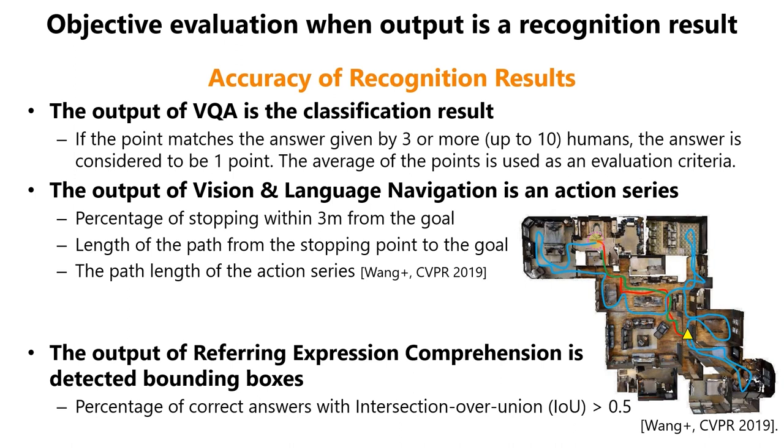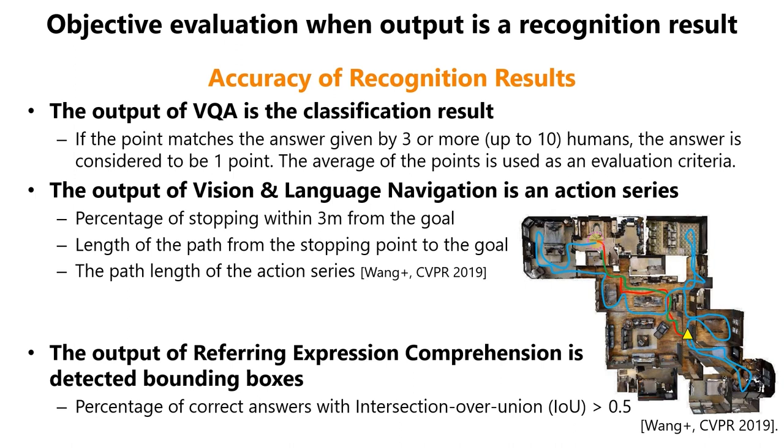Another evaluation indicator is the length of the remaining path to the goal. The third evaluation metric is the length of the path itself, which is calculated based on how close it is to the correct red line path. In this example, it is possible that an agent could have arrived in the pink dotted line area after walking around various places as shown in the blue line.